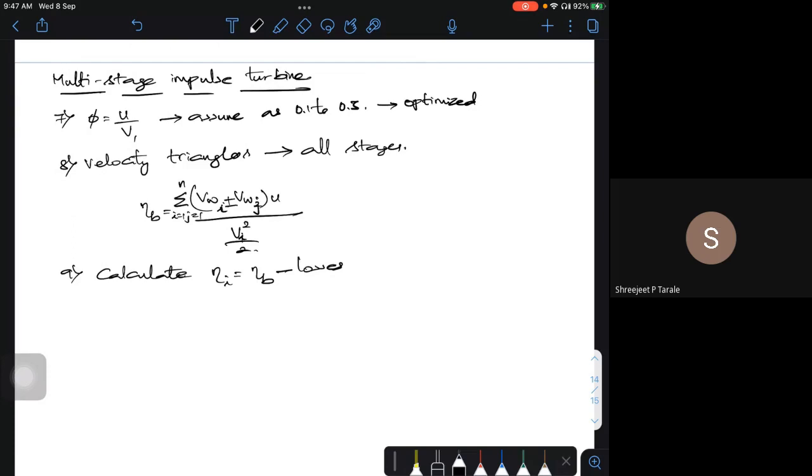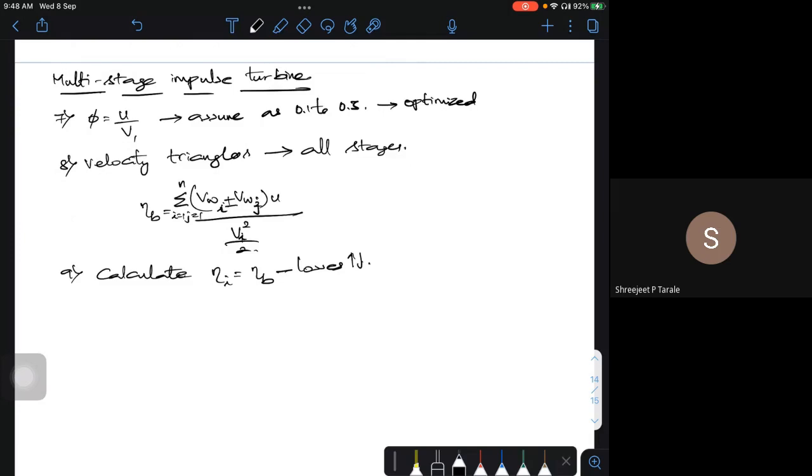Okay, minus losses. So it can be all the losses. Now the point is, when you go for multiple staging, these losses may increase slightly compared to a single stage. Now these losses have to be reduced. So to do that, what they do is they come back from here and try to optimize your phi value.